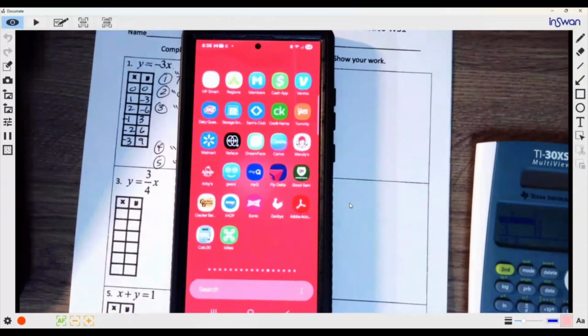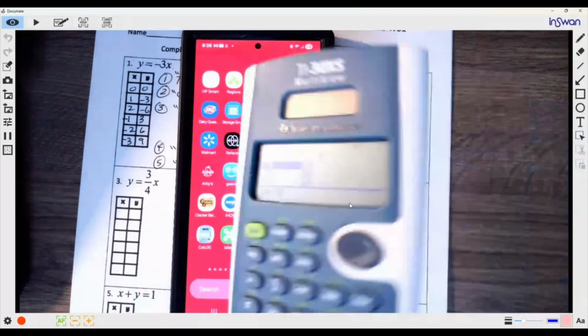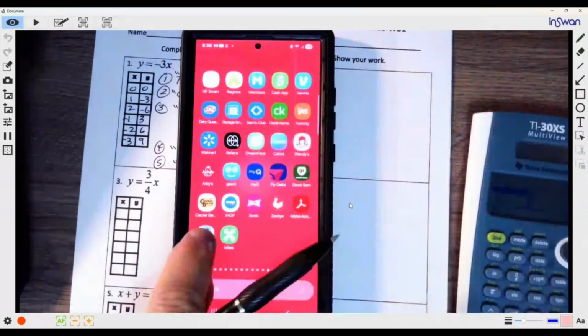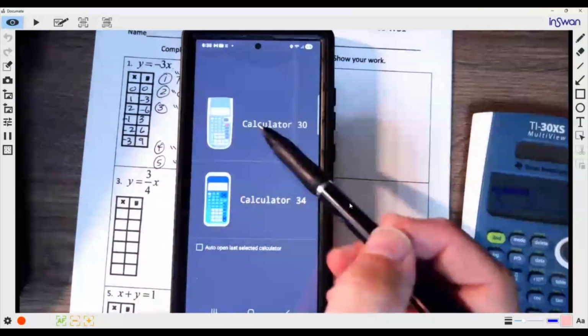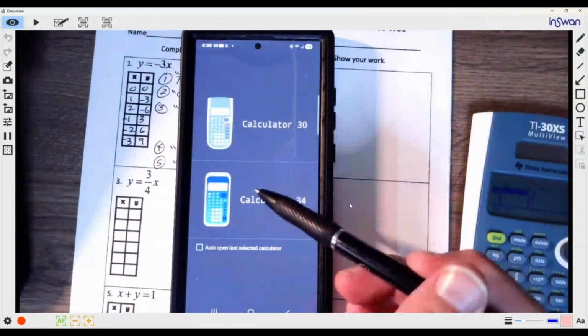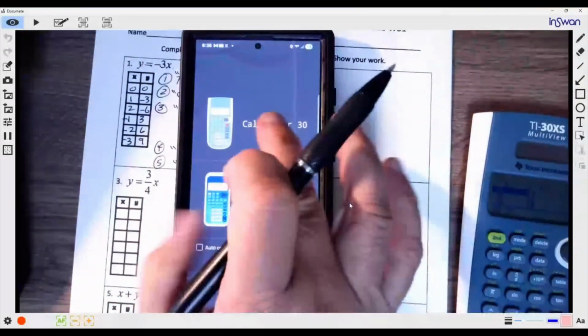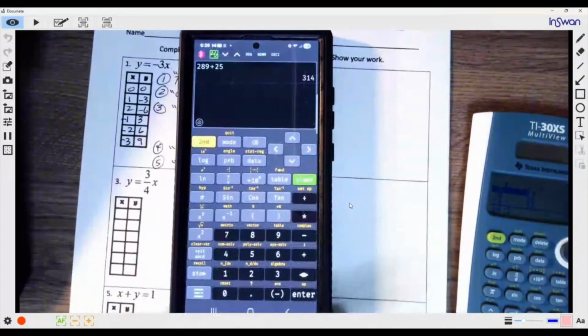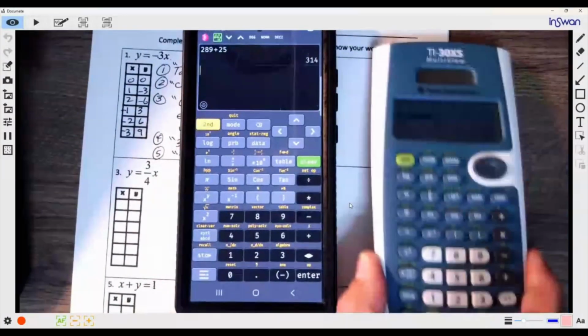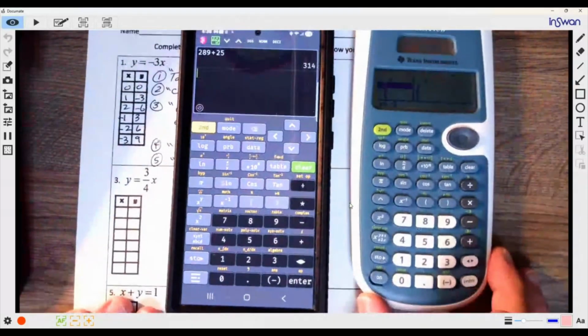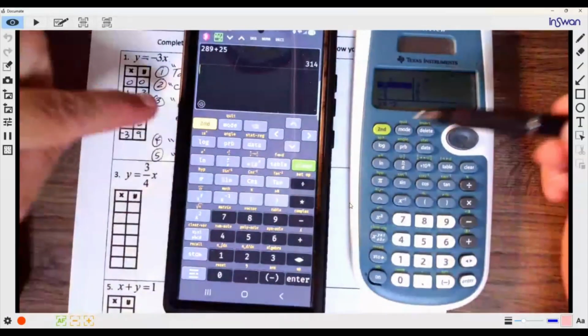Calc30. So that's what you would look for in the Google store. When you install it, you will get a button that looks like a TI30 calculator. But when you launch it, it's going to ask you, do you want to do the TI30 or do you want to do the TI34? We want the 30, but you will notice that the color scheme is not the same. But the buttons are in the exact same place.